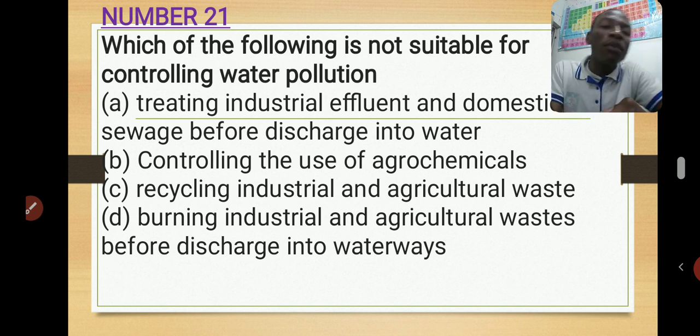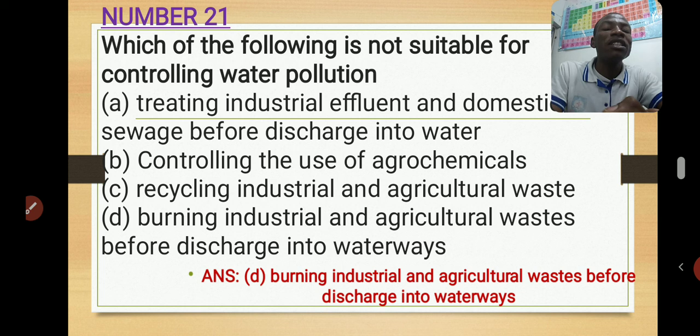Number 21. Which of the following is not suitable for controlling water pollution? That is not suitable. So the answer will be option D. Burning industrial and agricultural waste before discharging them into waterways. Actually, when you burn them and you still put them into waterways, they will still cause water pollution. So option D is not used to control water pollution.